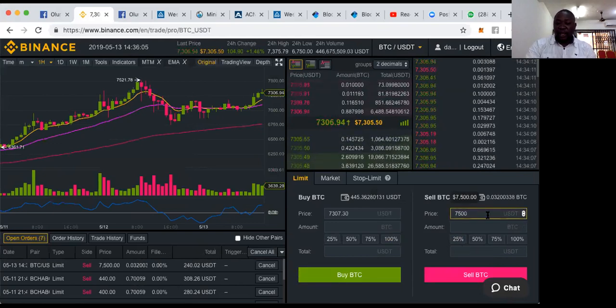So I now say, okay, the next one should be $7,700, and that's 100%. So the remaining BTC should be sold at $7,700 rather than $7,500. Look at it. If it's $7,500, they are telling me the total money that will accrue for me when they make the sale will be $240. But I say no, sell when it's $7,700. That means that money will be $246, an additional $6.